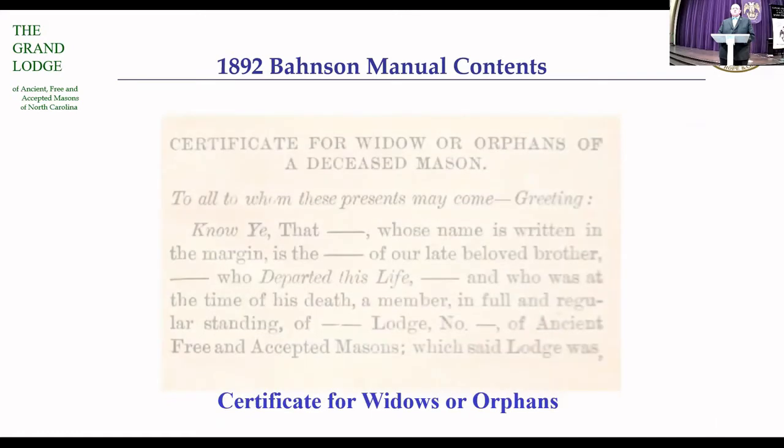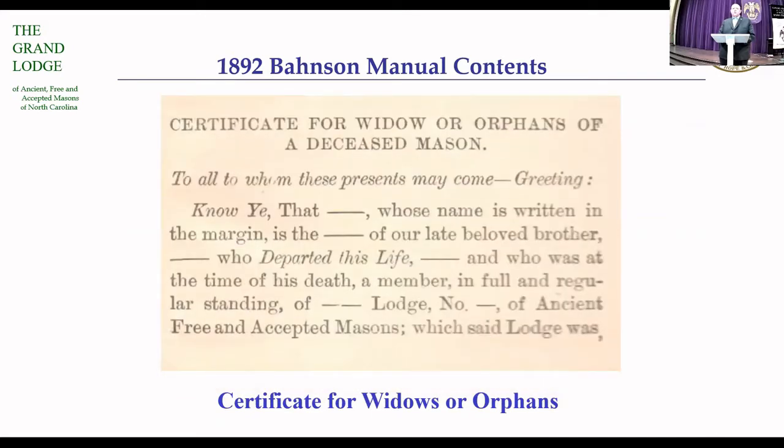The one thing that was interesting was a certificate for widows or orphans. And we see how this reads out, that it names the person, and it names what lodge the person's relative was from, whether they be a widow or an orphan of a member that had passed away. So we feel like this is probably put there for the purpose of, if this widow or orphan needed relief, this would be something that they could present to a lodge or another Mason to obtain that relief.